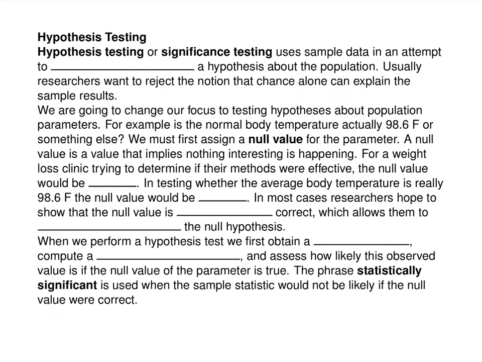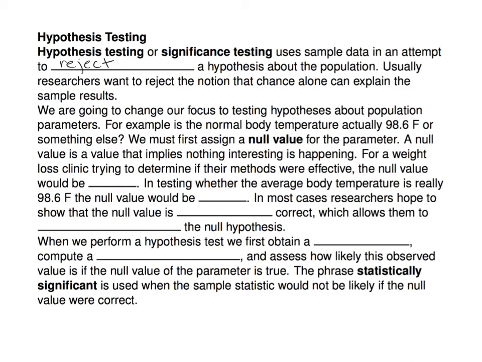Hypothesis testing or significance testing uses sample data in an attempt to reject a hypothesis about the population. There's something you want to disprove. Usually researchers want to reject the notion that chance alone can explain your sample results. So we are going to change our focus to testing hypotheses about population parameters. So for example, is the normal body temperature actually 98.6 degrees Fahrenheit or something else?